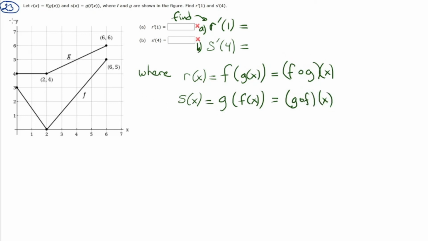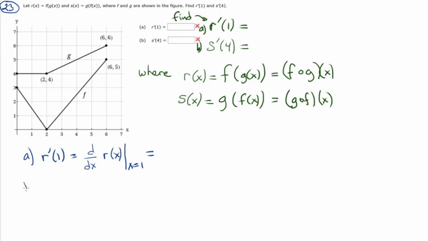Okay, so let's take this step by step here. What's r prime of 1? So part A, r prime of 1 equals what? Well, before we can plug in 1, we need to know what r prime of x is, except we don't have a formula for f of x or g of x. So we're not going to be able to do it that way. Instead, we're going to think of this as the derivative of r of x, and we plug in x equals 1. So we're going to need the chain rule here because r is defined as f of g.